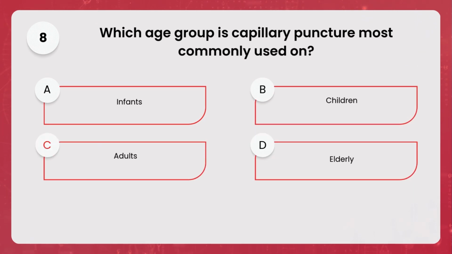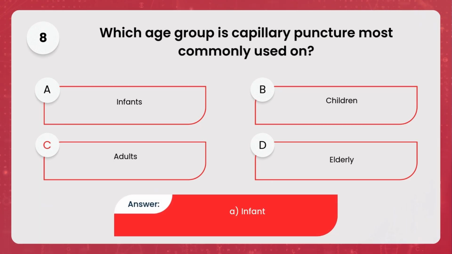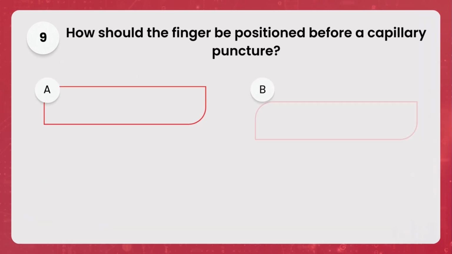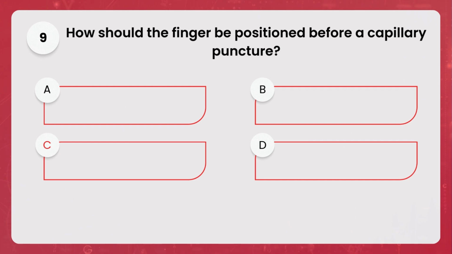Number 8. Which age group is capillary puncture most commonly used on? A. Infants, B. Children, C. Adults, or D. Elderly? The answer is A. Infants.